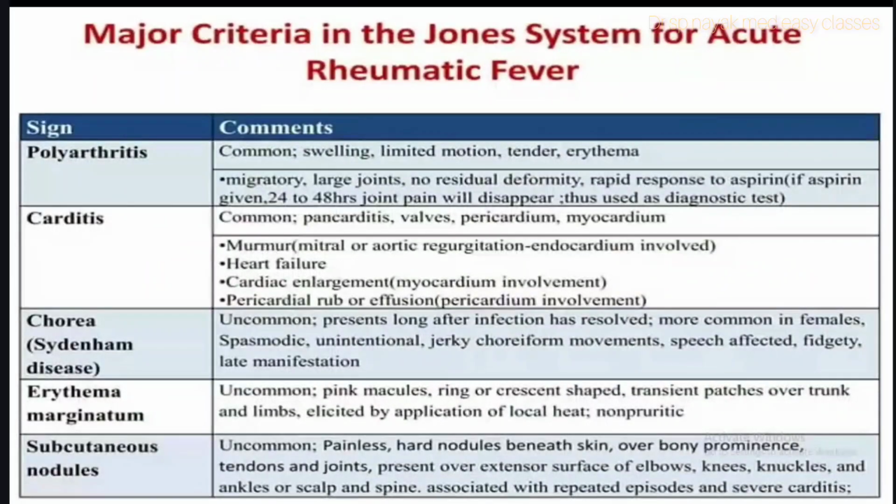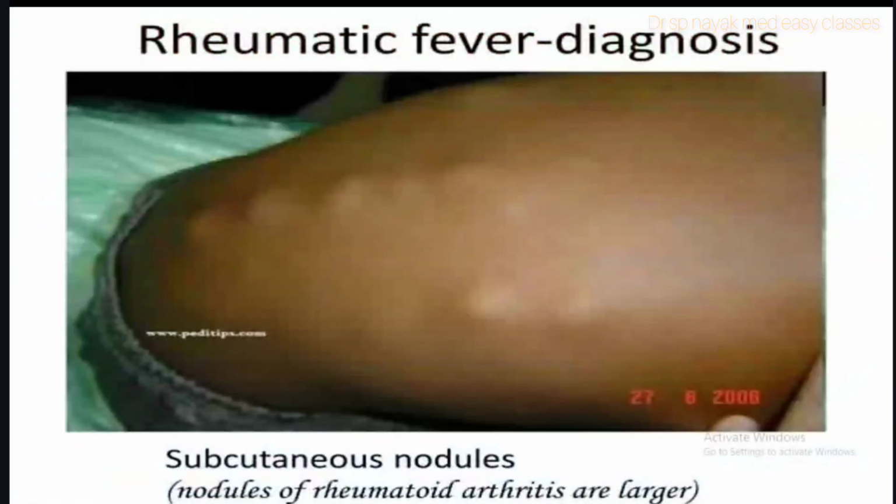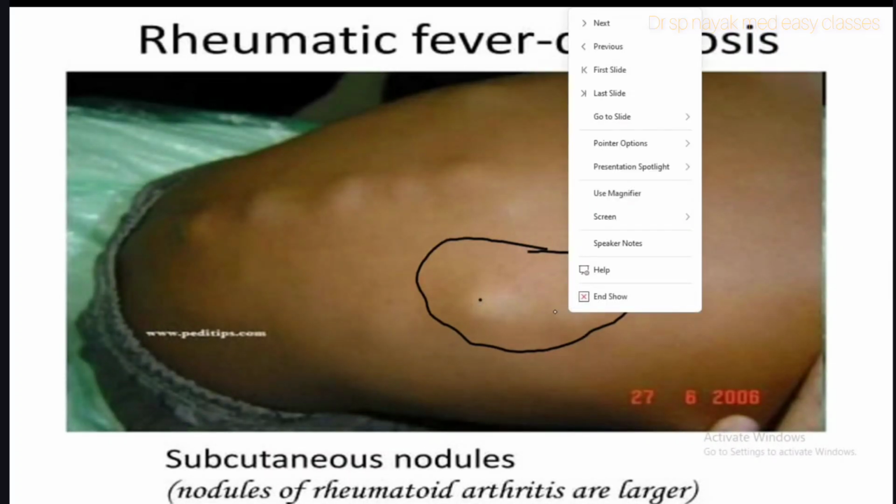The last one is subcutaneous nodules, which are painless, hard nodules beneath the skin, over bony prominences, tendons, and joints, present over the extensor surface of the elbows, knees, knuckles, and ankles, or the scalp and spine, associated with repeated episodes of severe carditis. Here you can see two subcutaneous nodules. Let me show you. You can see this one and this one. These are subcutaneous nodules.